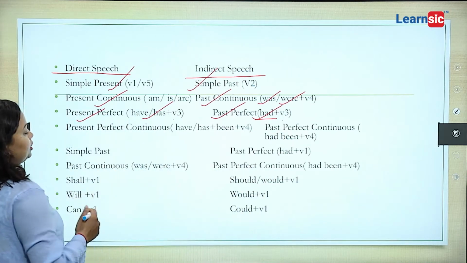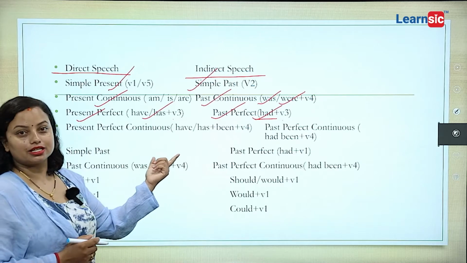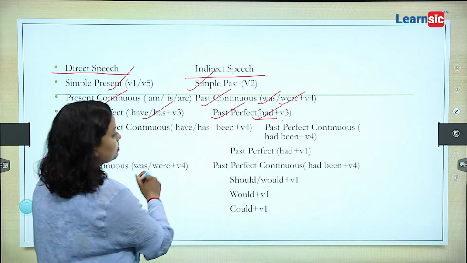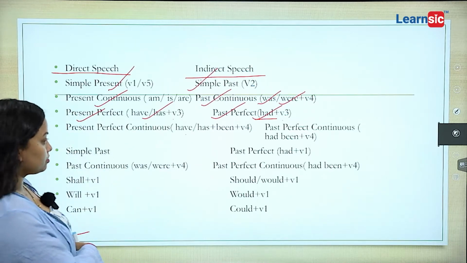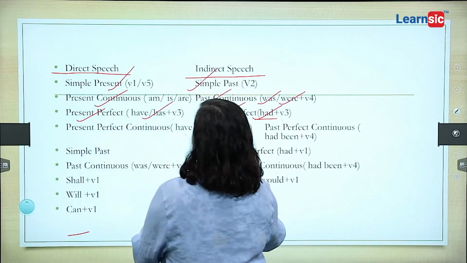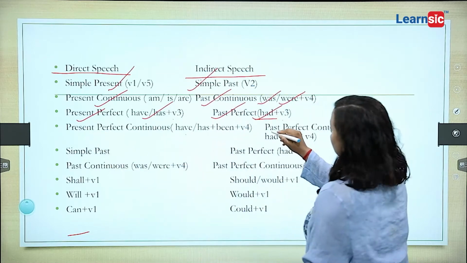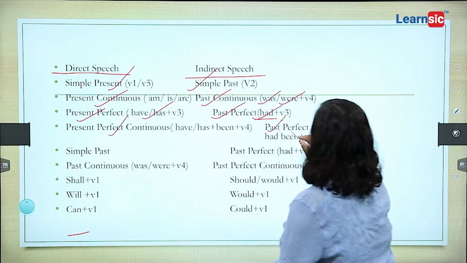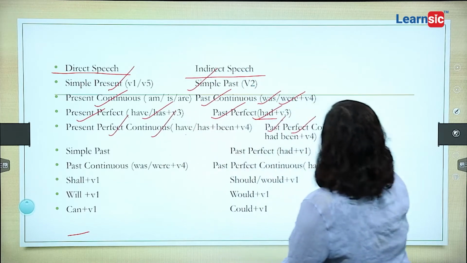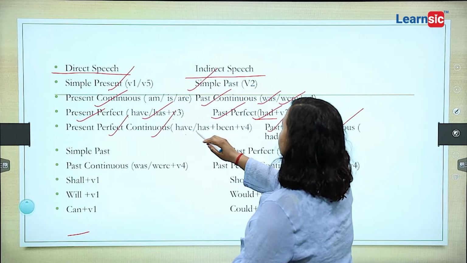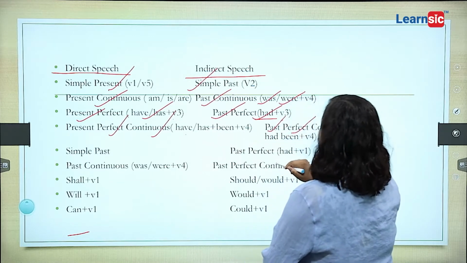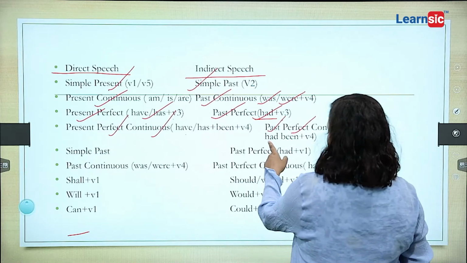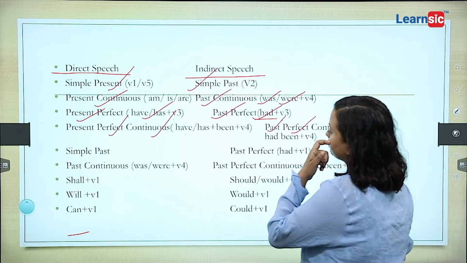So in terms of present perfect continuous tense, there will be have or has plus been plus verb 4. Okay, what do we have to change here? Present, we are going to make it past, and then let it be perfect continuous. Have, has plus been plus verb 4, all right, becomes had been plus verb 4. Here is also had been plus verb 4.